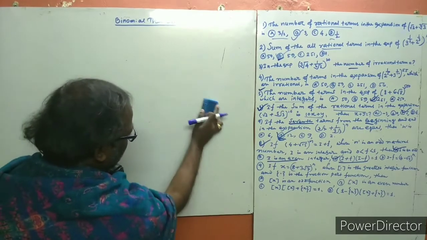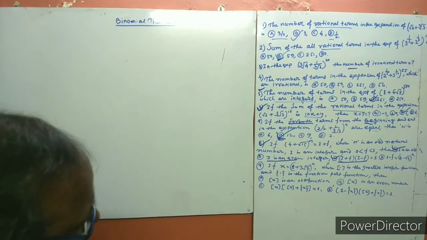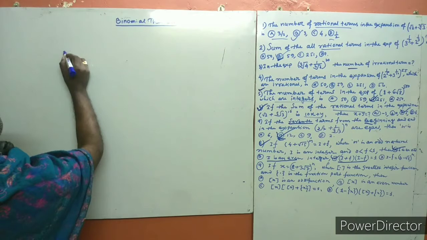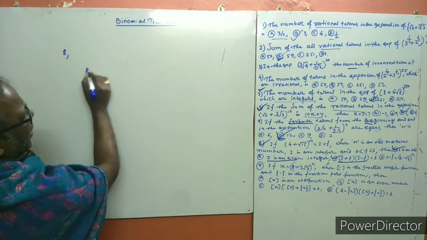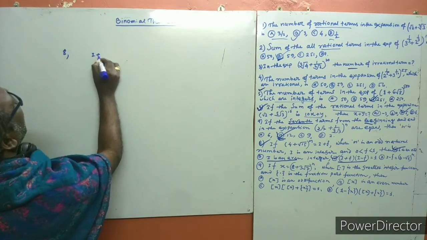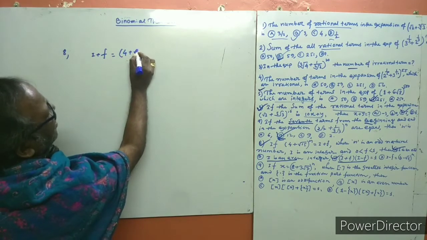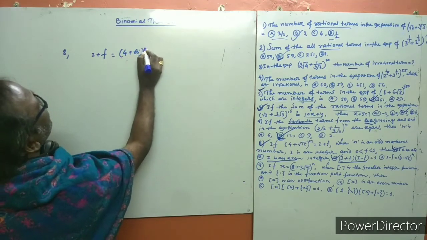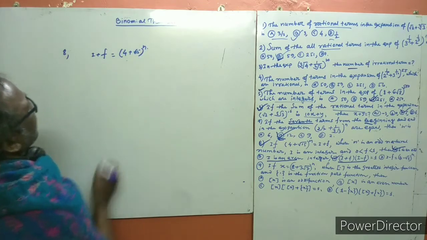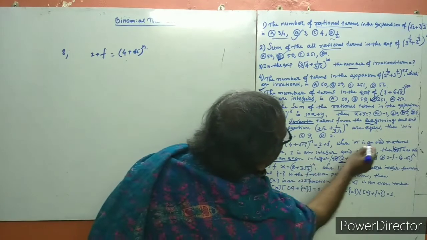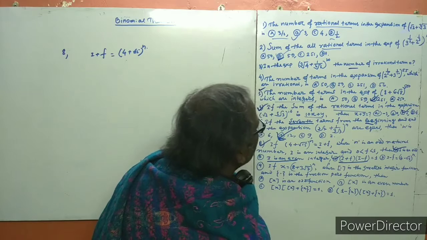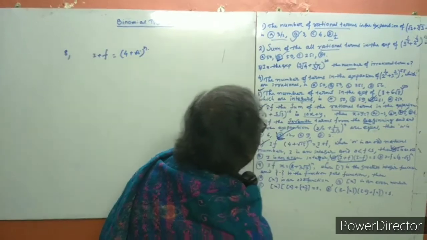6, 9 or 8 and 9, the same question. Now follow the 8. Here you have given I plus f, where I means integer and f means fraction. This is to the power n, where n is an odd natural number.